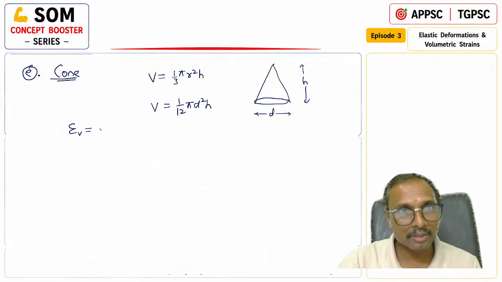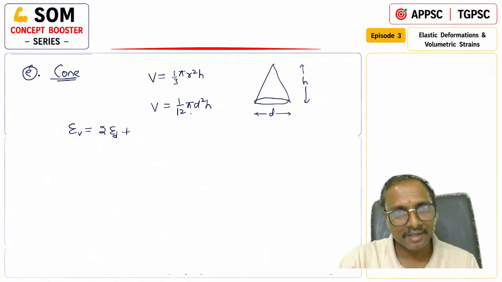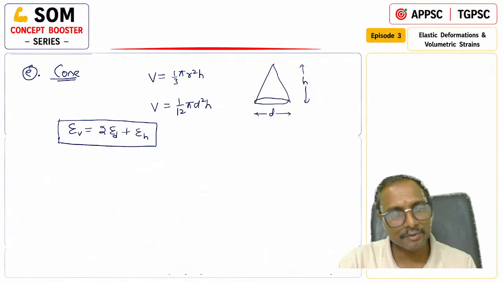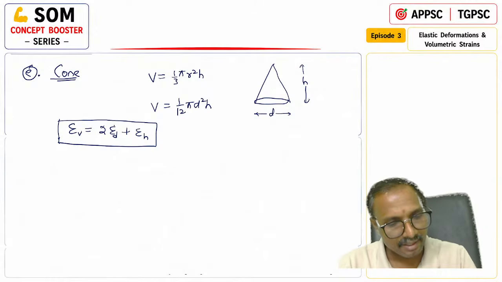Sushmita said 2 times, right? Pi d square is there, so what will it become? 2 times this epsilon d plus h power 1 is only there. So h power 1 is only there means epsilon h. Yes, absolutely correct. This is how we'll be getting this volumetric strain.